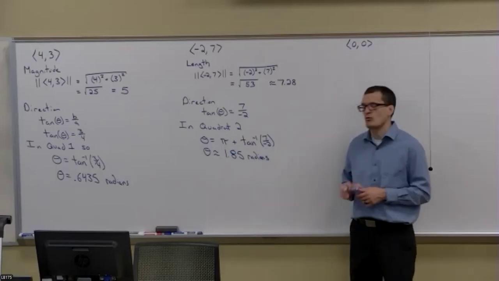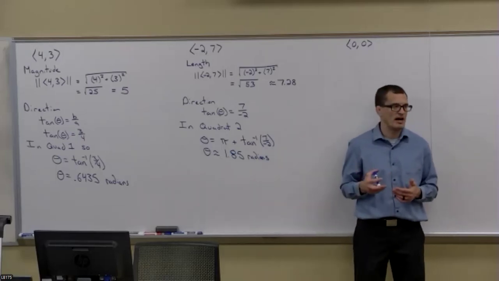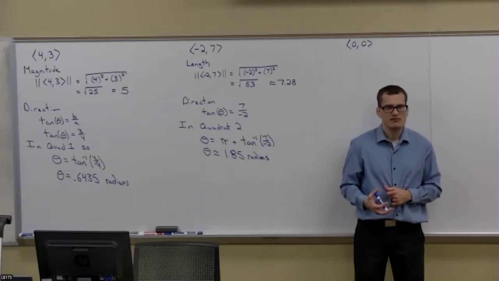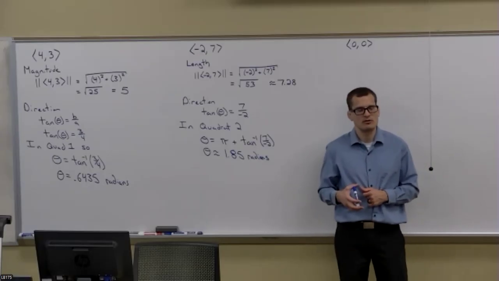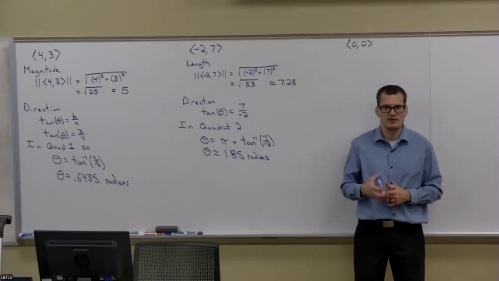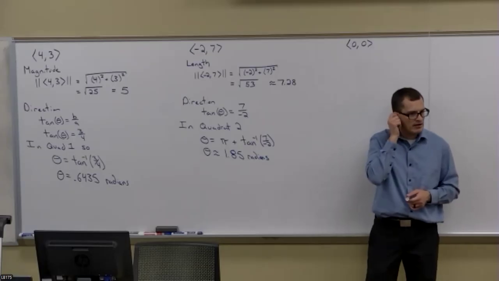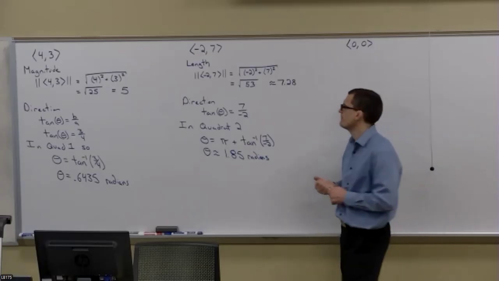So anytime we're in quadrant 2 or quadrant 3, we add pi to whatever my calculator gives out for inverse tangent. If I'm in quadrant 1 or quadrant 4, my calculator will give me something in quadrant 1 or quadrant 4. So I don't have to add pi to any of that.